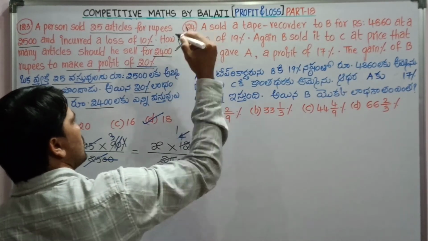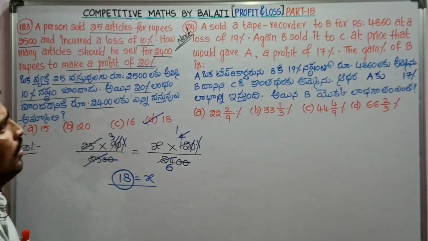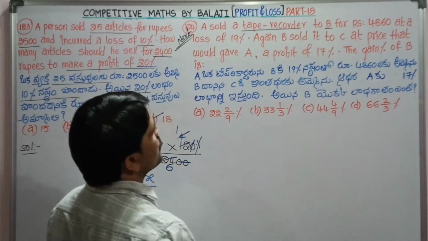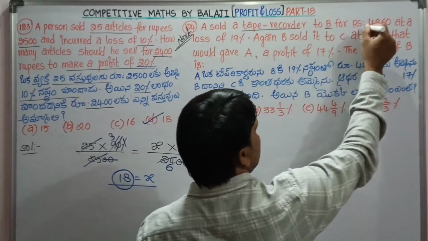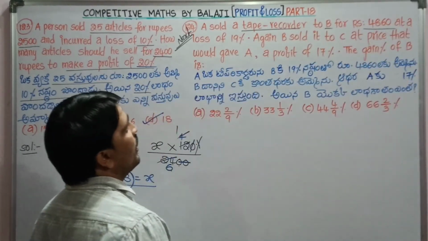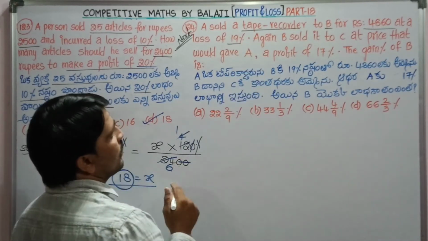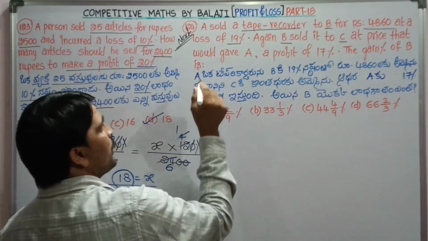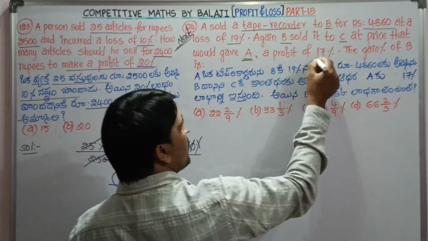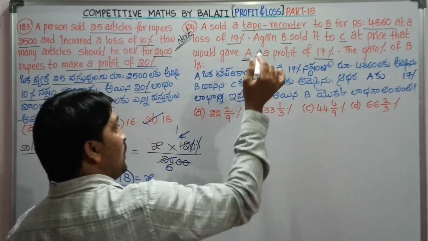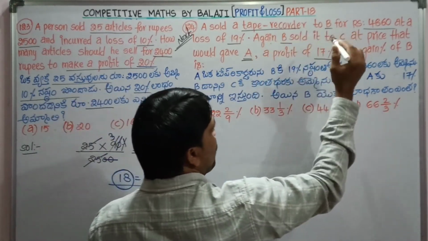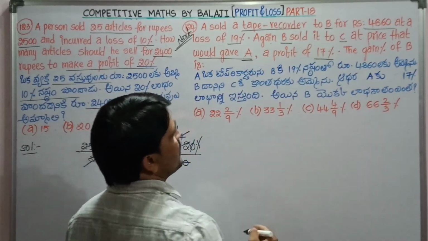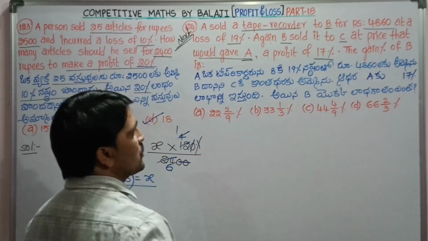Next model questions or next pattern questions. A sold a tape recorder to B for rupees 4860 at a loss of 19%. Again, B sold it to C at a price that would give a profit of 17%. The gain percent of B is dash.